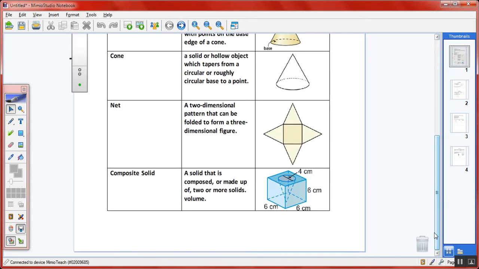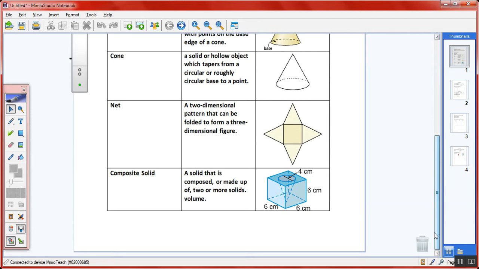A net. Volunteer to read net for me. A two-dimensional pattern that can be folded to form a three-dimensional figure. So if I folded this up, what would this form? If I fold all the triangles up, it would form, specifically, what kind of pyramid? Square pyramid, okay. And now we've talked about composite solid here, kids. A composite solid is a solid made up of two or more solids. Like this one right here, it looks like you have a cube, and what did they choose to take out of it? A cone. So there's a cone part missing from that cube, and that would be a composite solid. And we'll talk about things like that today.